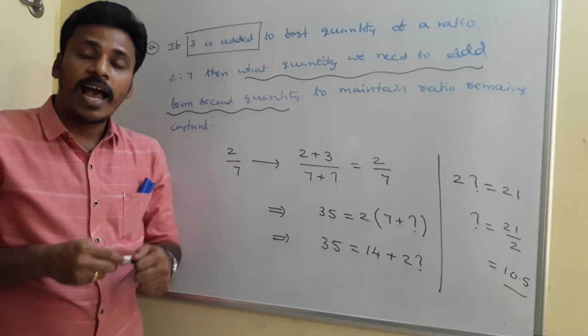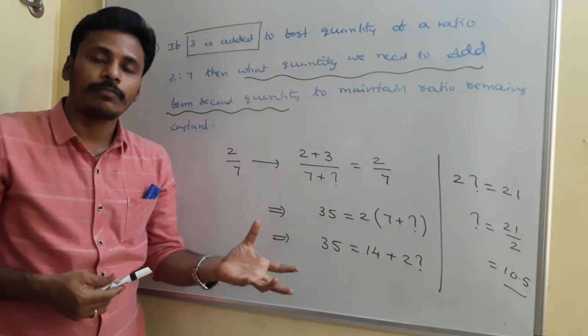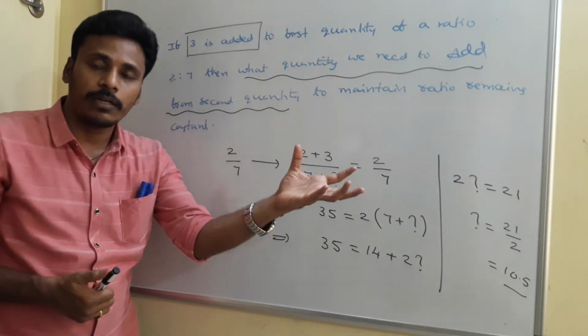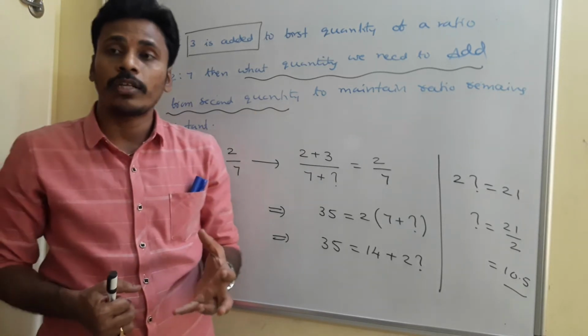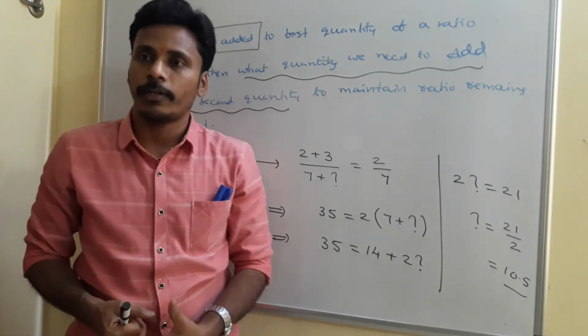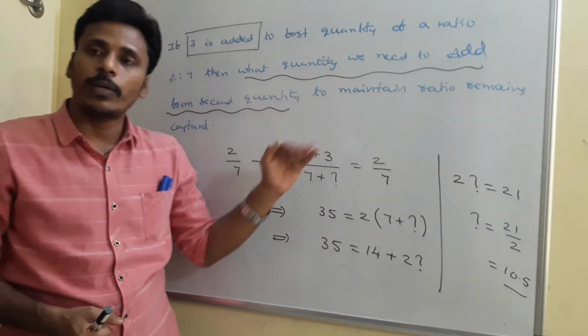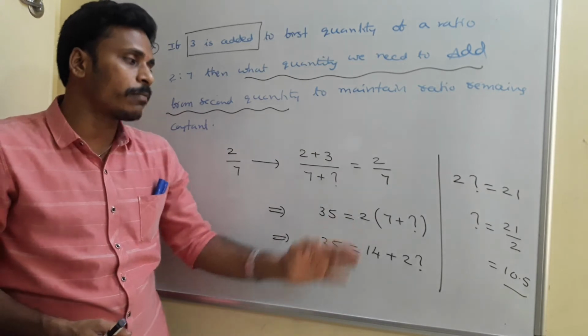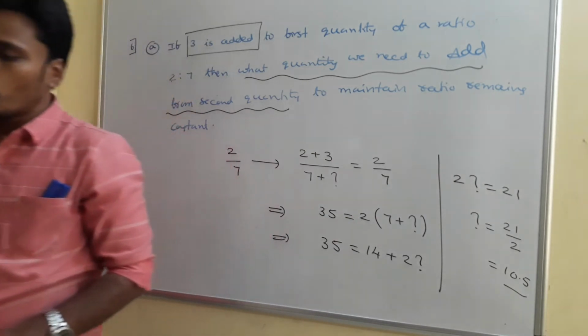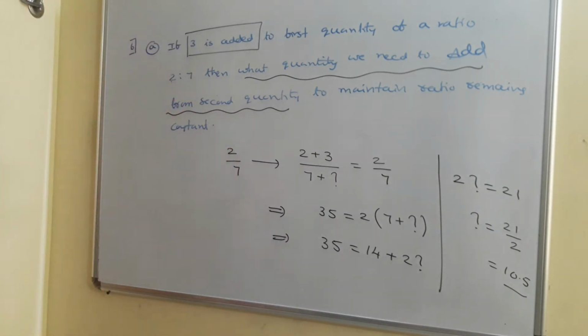Is it clear? I have a ratio 2 is to 7 and I am adding 3 for the first number, and I am going to find a number what we need to add for the second so that the ratio remains like 2 by 7. So that's why 2 plus 3 divided by 7 plus question mark will give us again 2 by 7, and on simplification you found that unknown question mark value as 10.5. Okay.